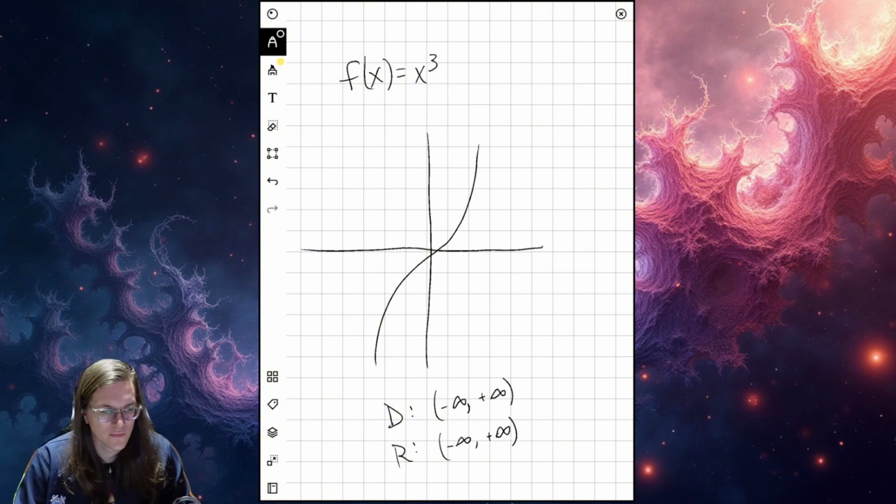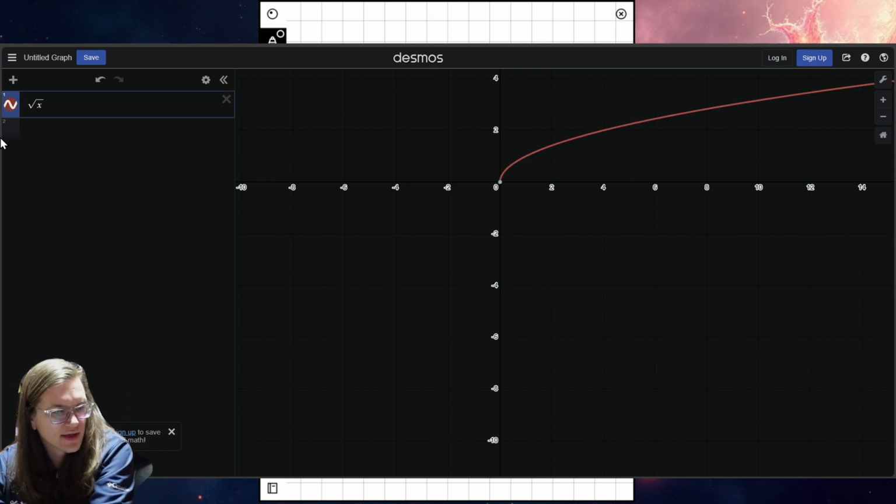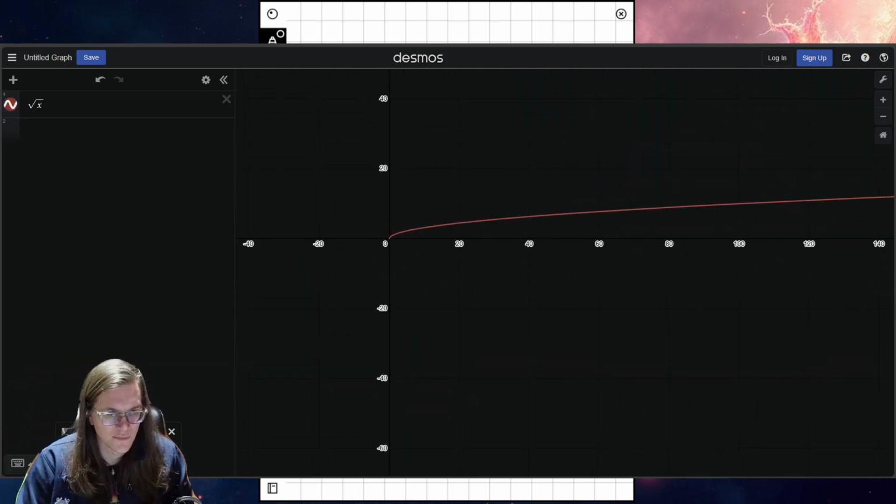Cool? Cool. Let's look quickly at some other functions on Desmos. It's very handy. There's square root of x, which looks like this. The square root function has this form.